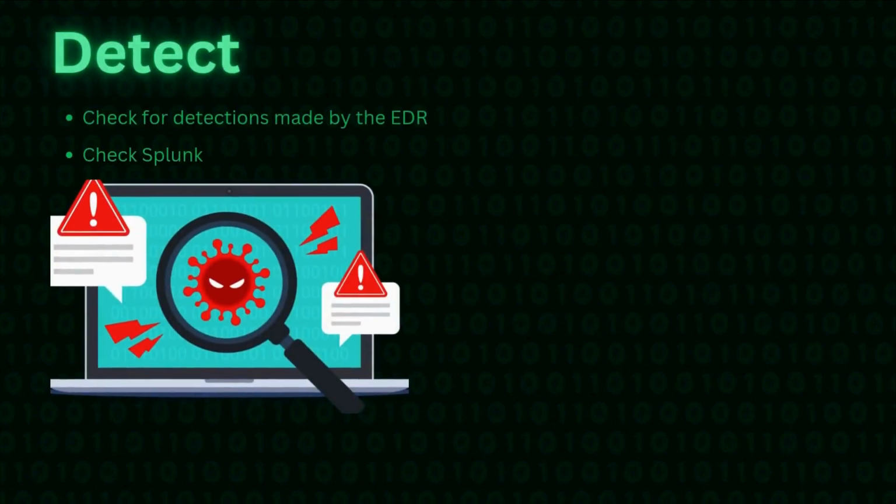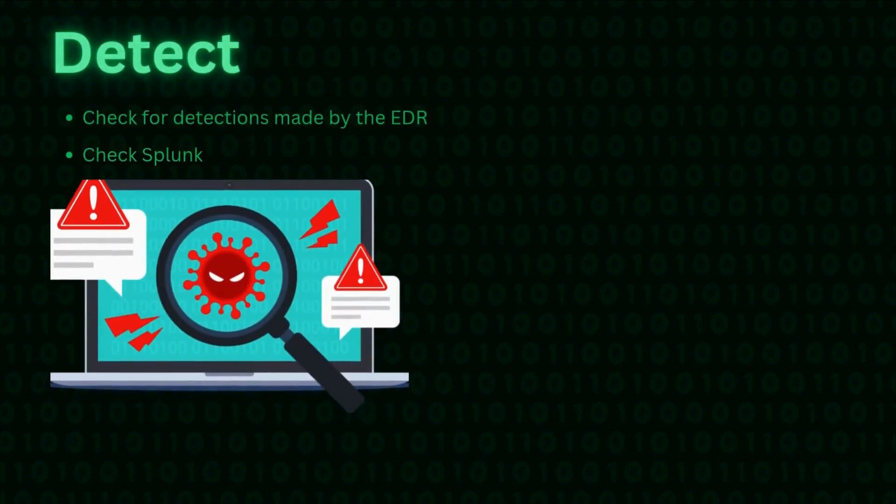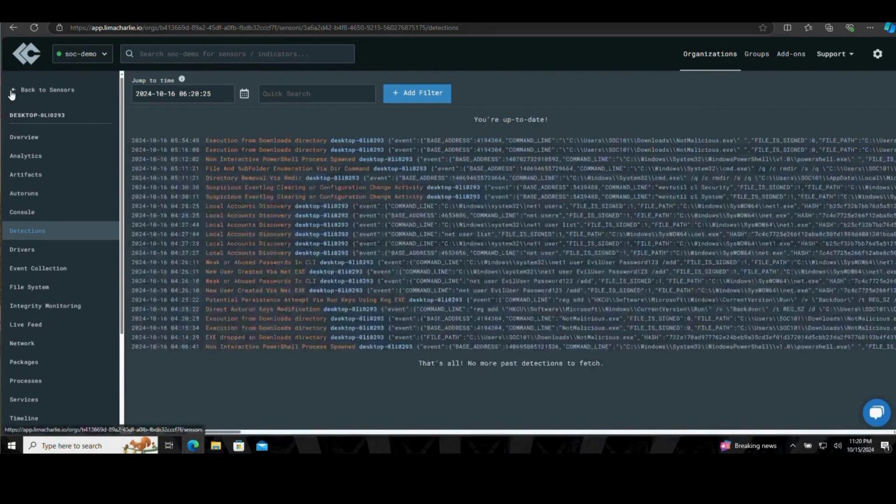Now we are in the detection phase. In this phase, I will go to my EDR, which is LimaCharlie, to check for any detections made by the EDR, as we observed alerts for the reverse TCP connection during the monitoring phase, and check Splunk as well. And there it is. We can see a few detections made by the EDR.